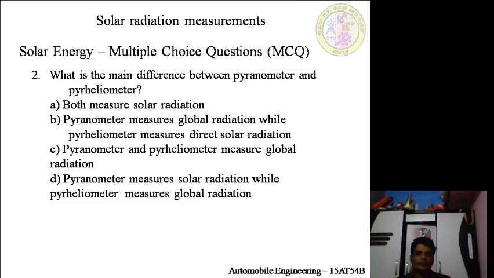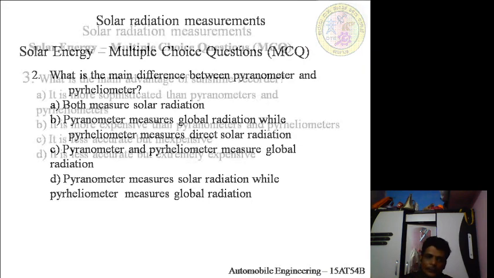Next one, what is the main difference between pyranometer and pyrheliometer? The options are A. Both measure the solar radiation. B. Pyranometer measures global radiation while pyrheliometer measures direct solar radiation. C. Pyranometer and pyrheliometer measure global radiation. D. Pyranometer measures solar radiation while pyrheliometer measures global radiation. And here the answer is B. Pyranometer measures global radiation while pyrheliometer measures direct solar radiation.